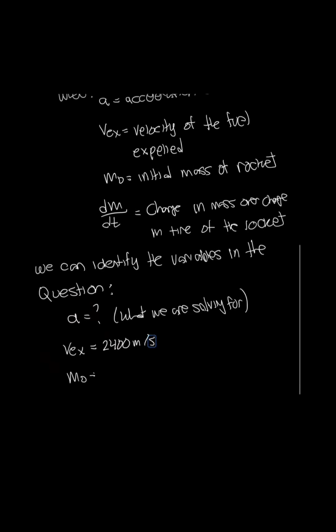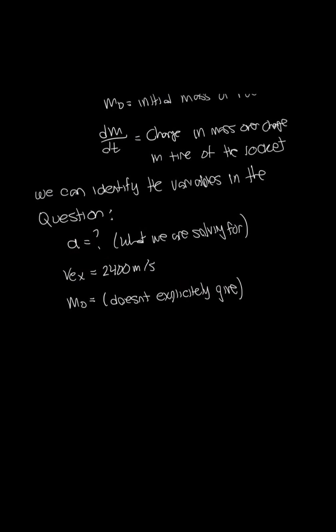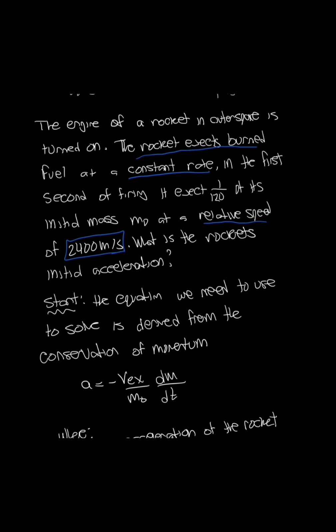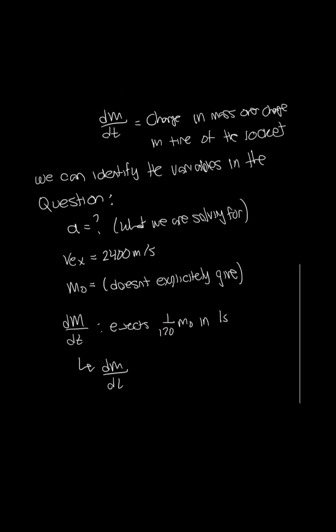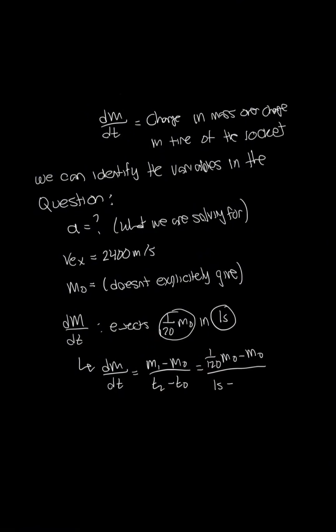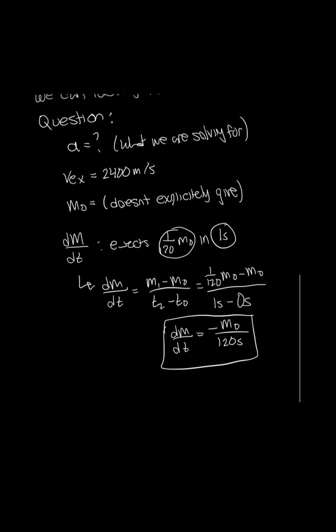Mass M0, the initial mass of the rocket, is not given explicitly, so we can assume that we don't need it to solve. Change in mass over change in time, it gives that it ejects 1/120th of its mass in 1 second. So for change in mass over change in time, you can remember that at a later time, the mass is 1/120th of its initial mass, and at the later time, it's 1 second. And we know at the initial time, the mass is M0, and the initial time can be assumed to be 0. And so this is going to be our change in mass over change in time. So now we have everything to solve.